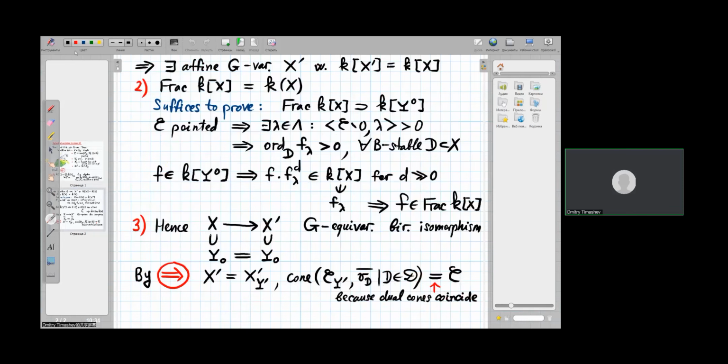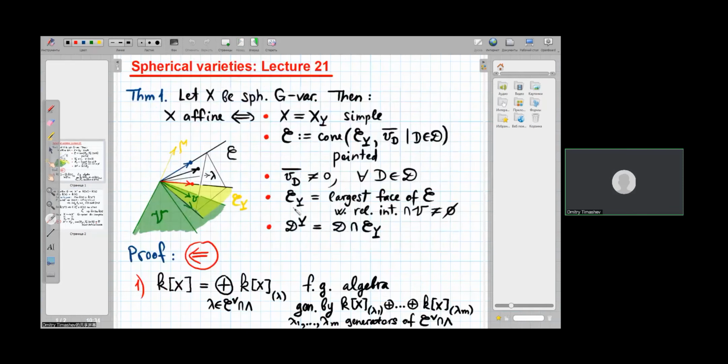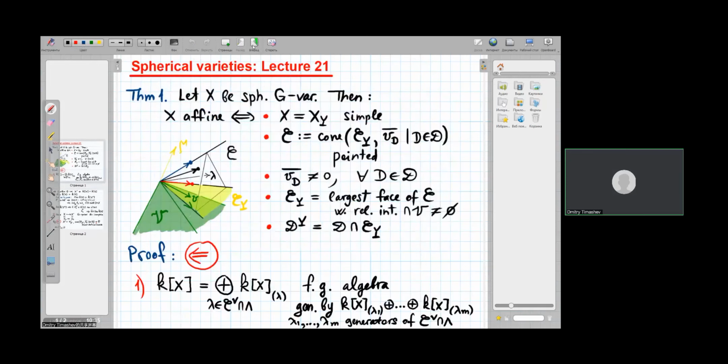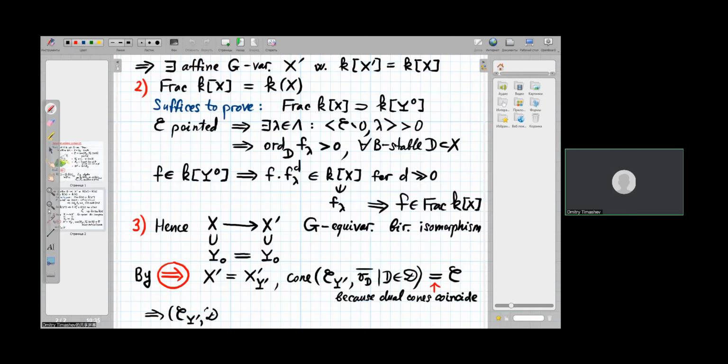And now we see again from these two last conditions that the colored cone of the closed orbit Y prime, this implies that the colored cone for the closed orbit Y prime in X prime, excuse me, sorry, just a moment.